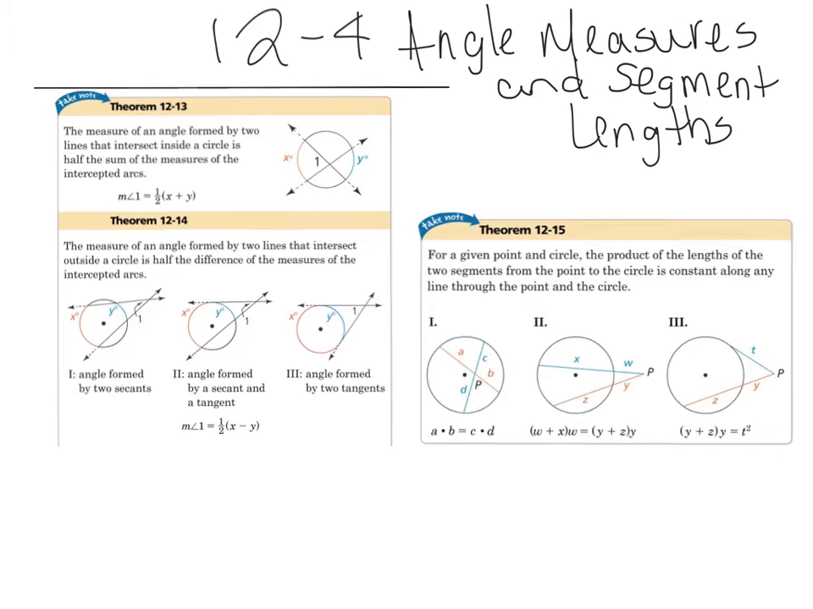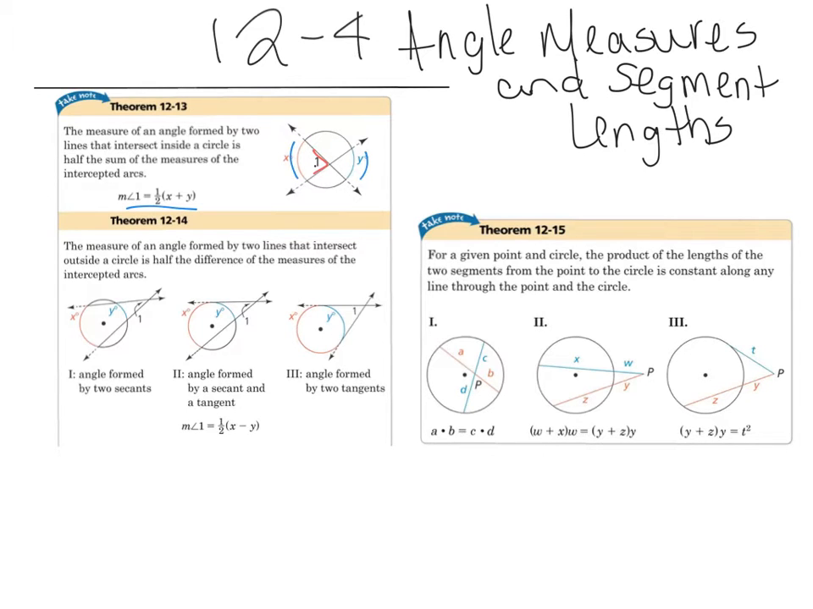The first theorem, 12-13, says that the measure of an angle formed by 2 lines that intersect inside of a circle is half the sum of the measures of the intersected arcs. So basically, if you want to know the measure of angle 1, you're going to add angle x to angle y and then divide it by 2.